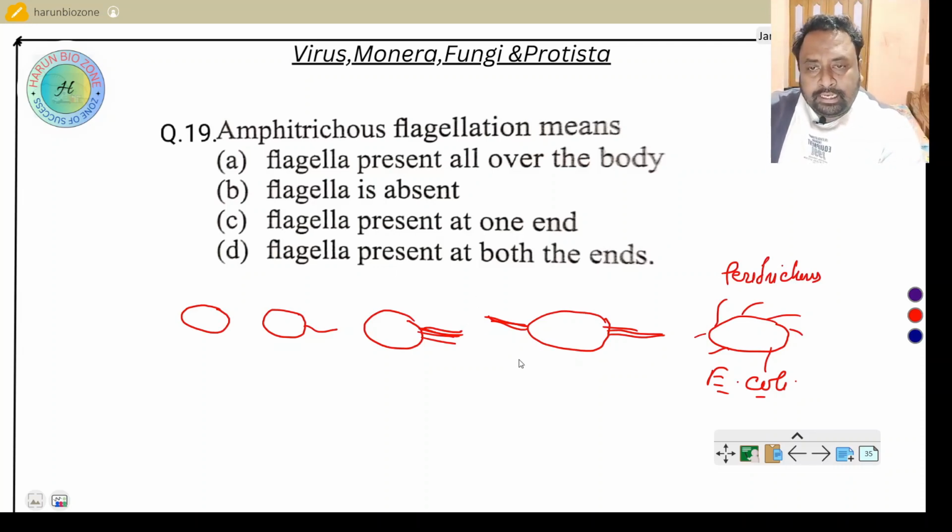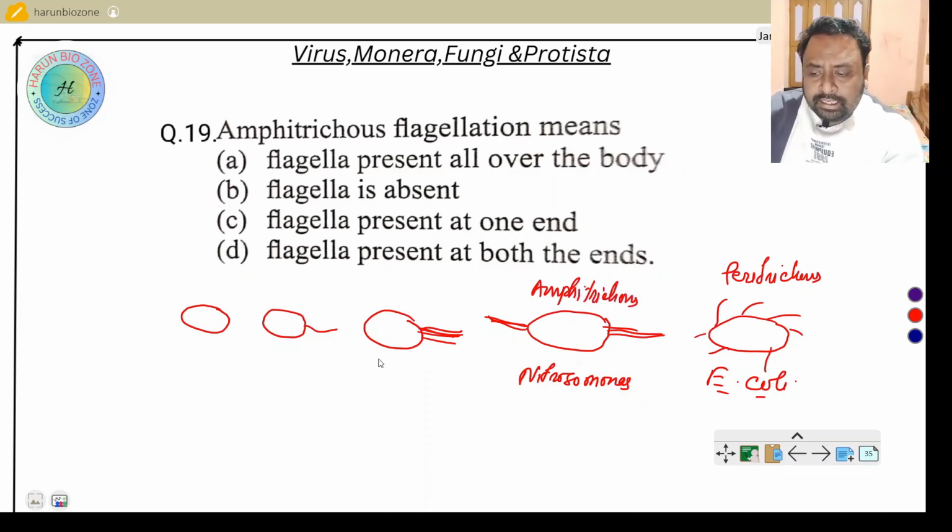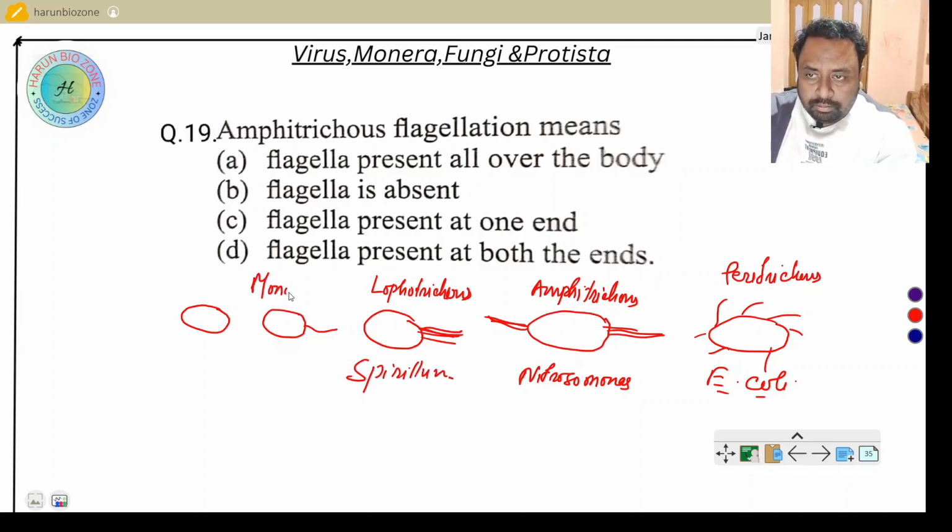Some bacteria have flagella in two places, for example Nitrosomonas, called Amphitrichous. Some bacteria have a bunch of flagella at only one side, that is Lophotrichous, for example Spirillum. Monotrichous means only one flagellum is present, for example Vibrio cholerae. Atrichous means no flagella are present, that is Pasteurella.